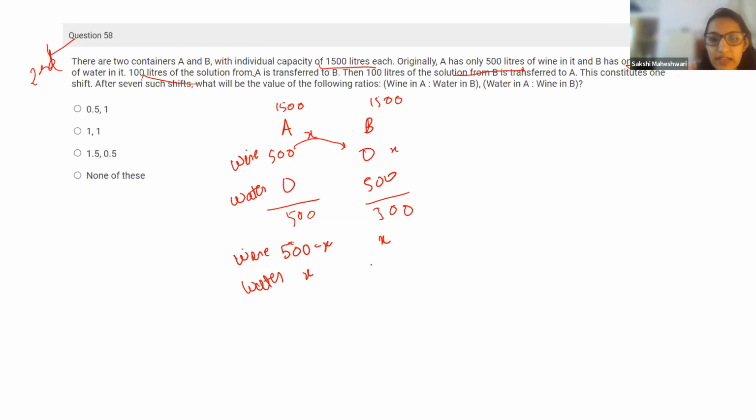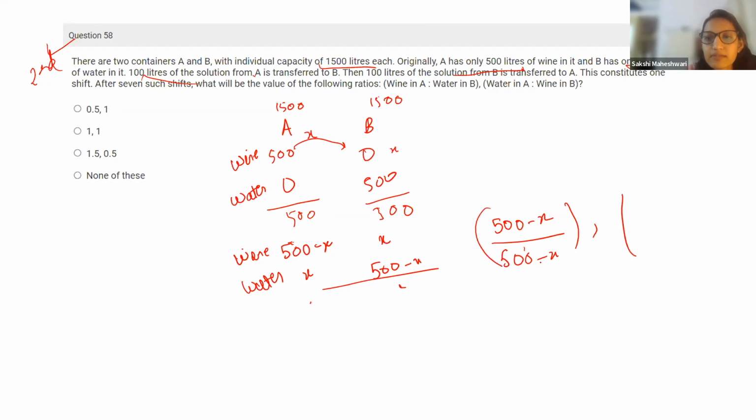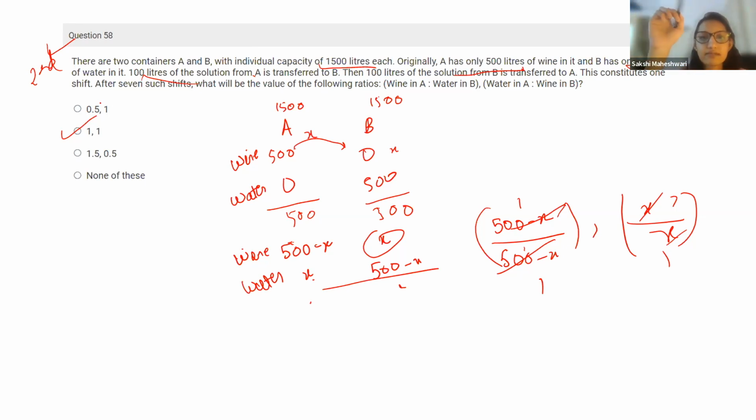This will be x. This has to be 500 minus x to make this sum 500 both, right? Now what we have been asked is the ratio of wine in A, that is 500 minus x, to water in B, that is 500 minus x, which is 1. And water in A, that is x, and wine in B, that is also x, so this becomes 1. Yes, easy.